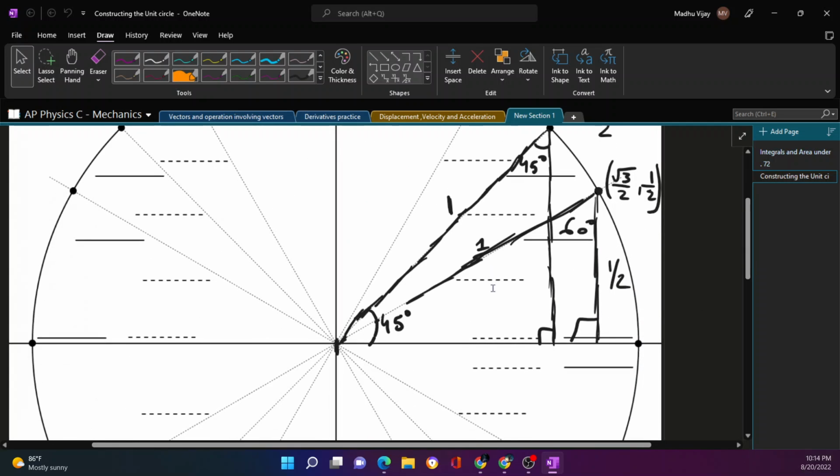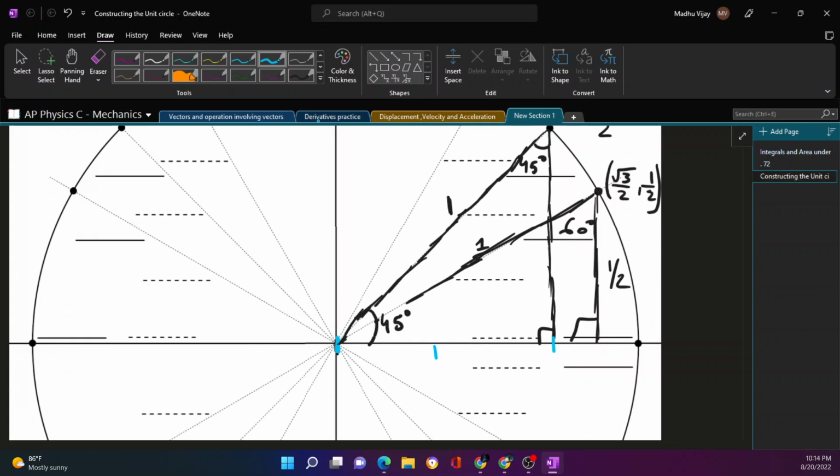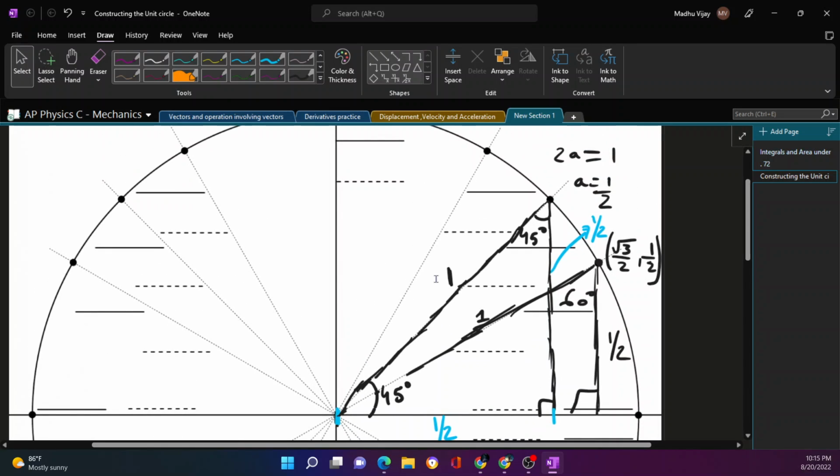So we can call this value right here. Basically, starting from the origin to here, we know that length is just 1/2 because that's just a. And then we know the height is also 1/2. I'm just going to draw an arrow here, and we know that's 1/2. So we know that height is equal to 1/2, and we already know that the hypotenuse is 1.